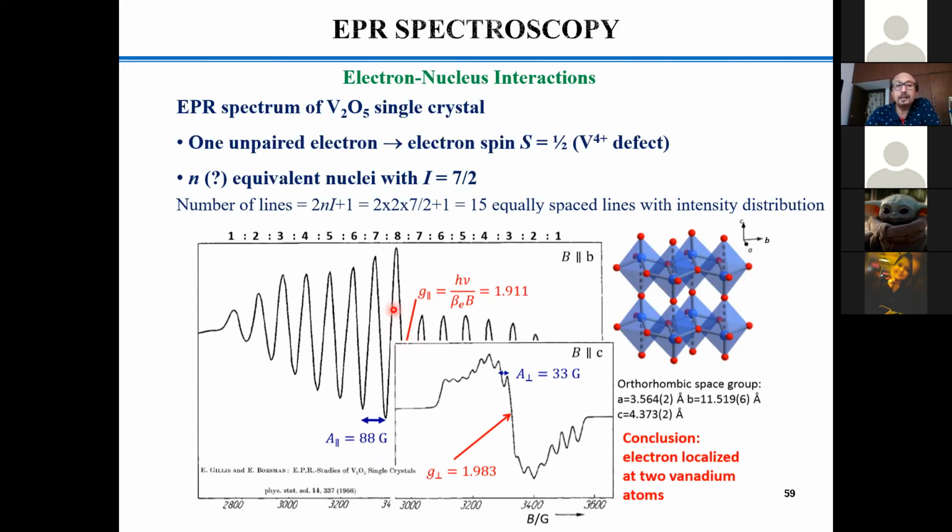That means g parallel is the center point, and the distance between two consecutive lines or successive lines is your A parallel. And for the perpendicular side, again, you have to consider the center field magnetic field position to calculate the g value, and correspondingly you would be getting A perpendicular. So what I'm trying to say, for a tetragonally distorted system, you always have to represent your spectral profile in terms of g parallel, g perpendicular, A parallel corresponding to g parallel, and A perpendicular corresponding to g perpendicular.